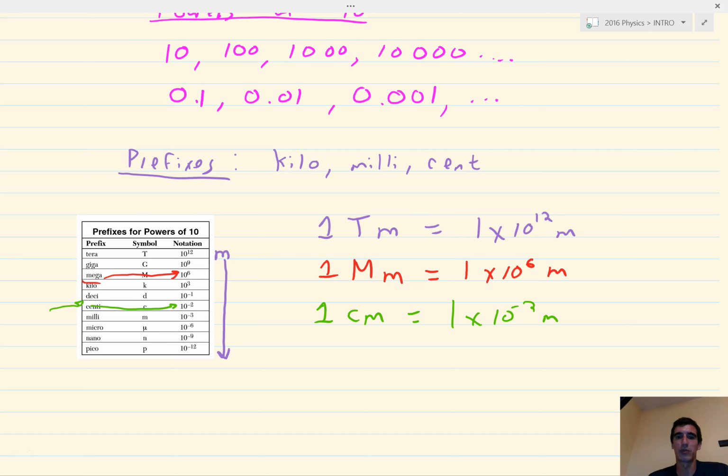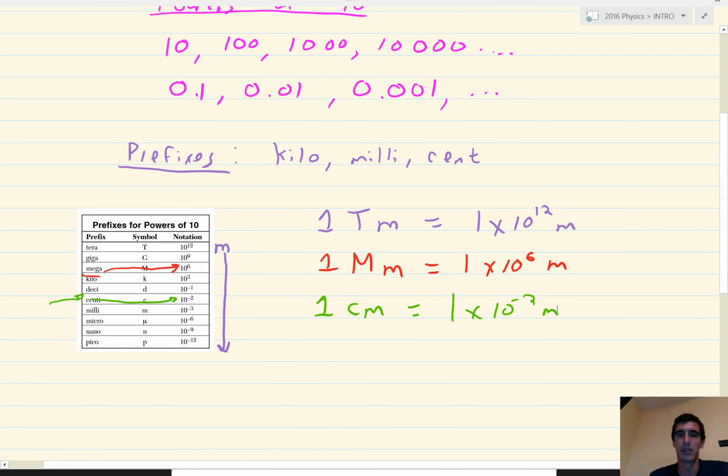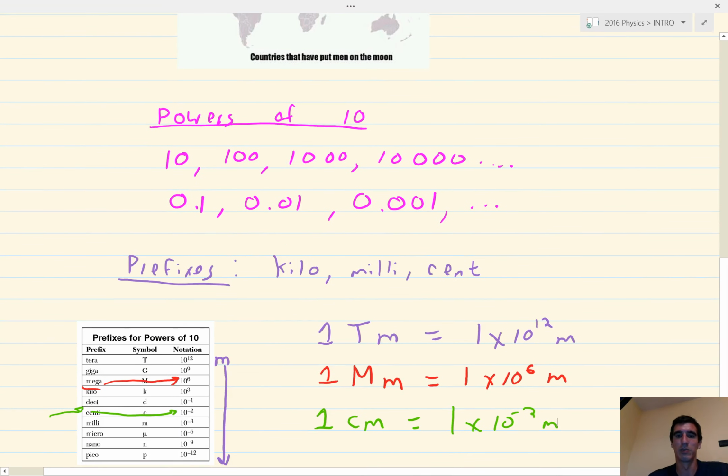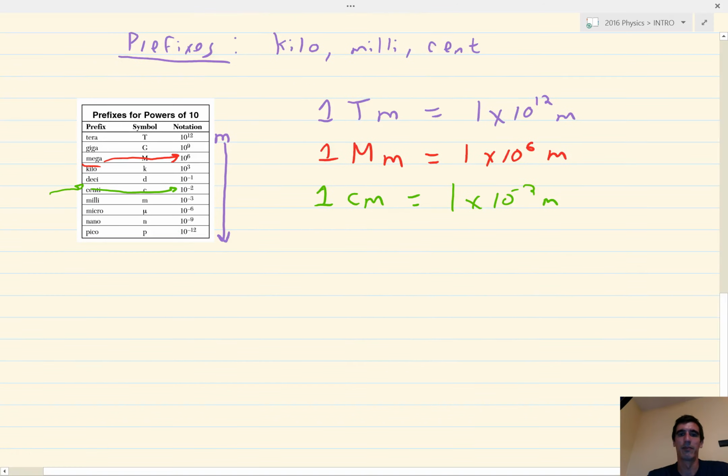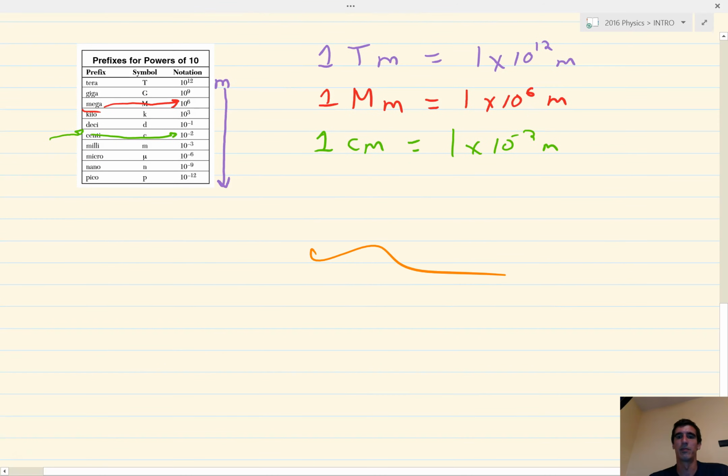Okay, let's try one last one together. Let's do 1 meter. So 1 meter is equal to, in scientific notation, 1 times 10 to the 0 meters. Remember, anything times 10 to the 0 is equal to 1.